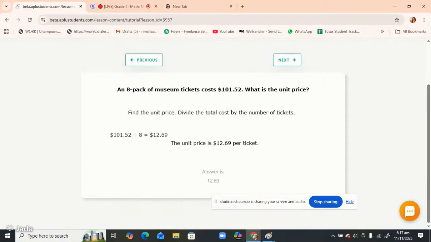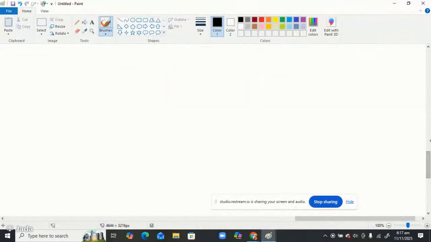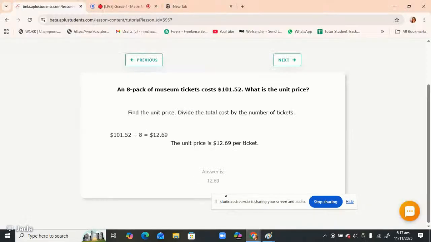So 8 packs of museum tickets cost $101.52. So what is the unit price? Here we are going to draw. I'm going to divide it. One or two questions I will solve properly, then you guys solve the rest of the questions, okay? So I'm putting it out here.